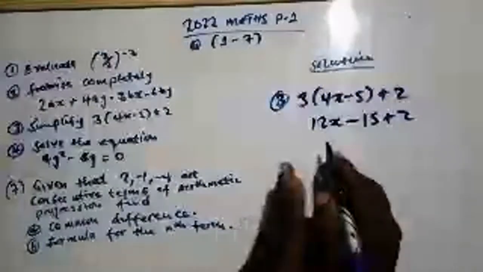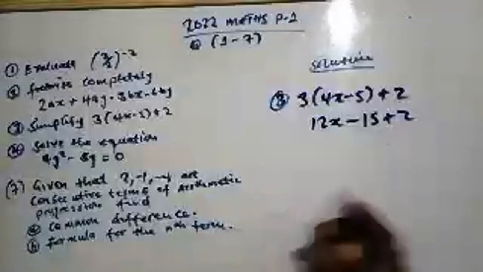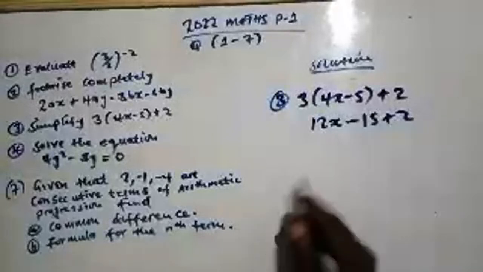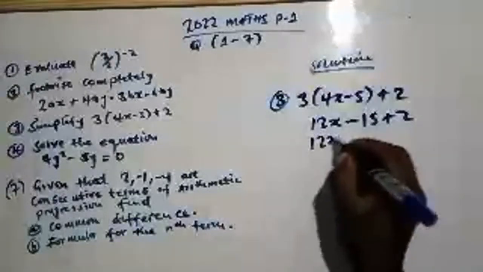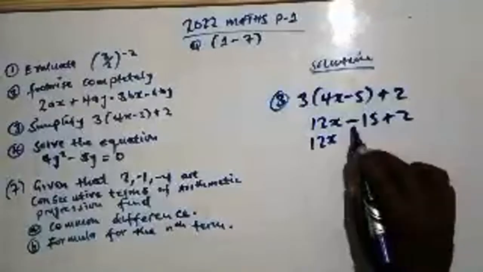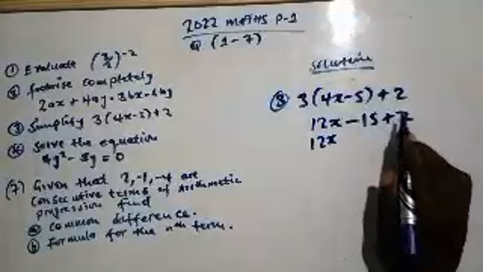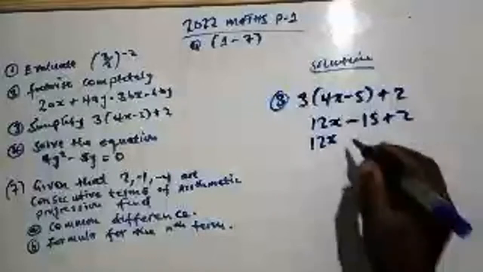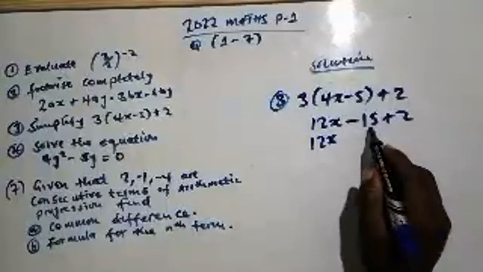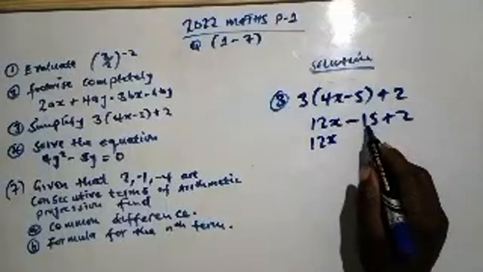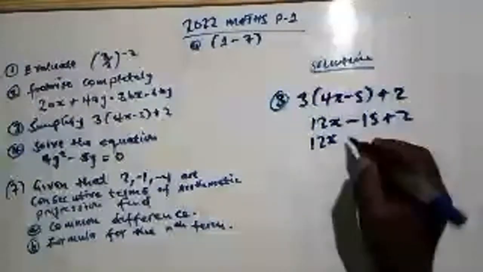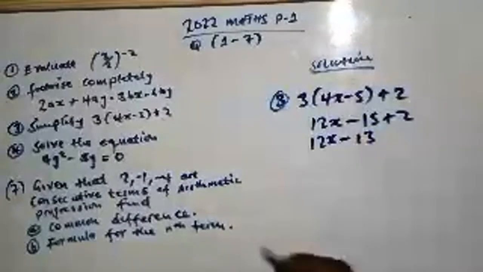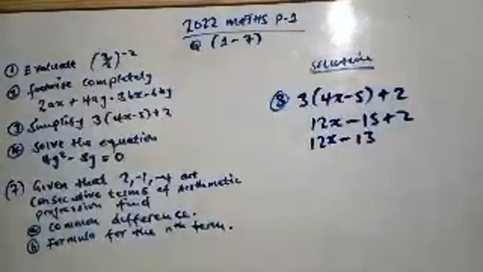In which here, this is where most people make a mistake when it comes to sign. Okay, here we have 12x, then here, if you have negative and positive, you subtract, then you follow the sign which is in the bigger number. Okay, which is when you subtract 15 minus 2, you're going to have minus 13. Okay, this is how you go about this question.